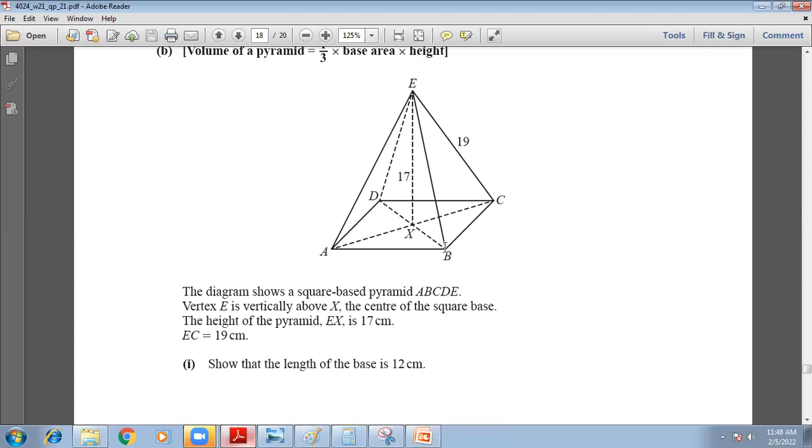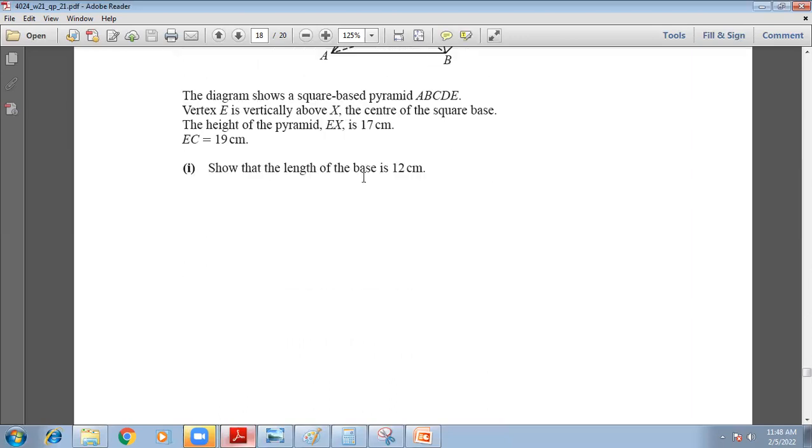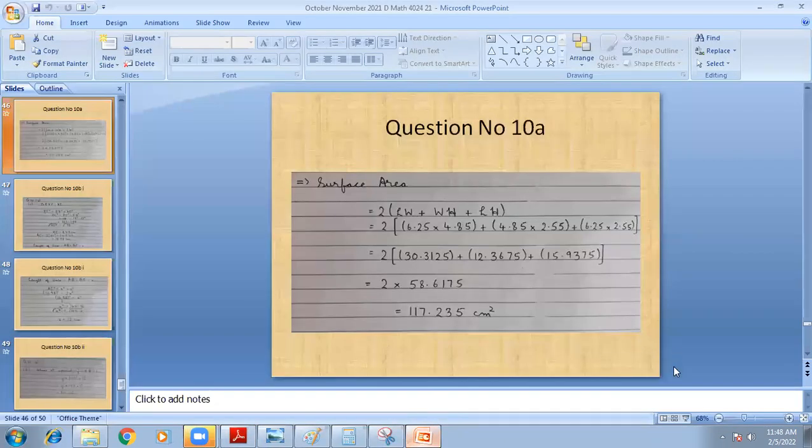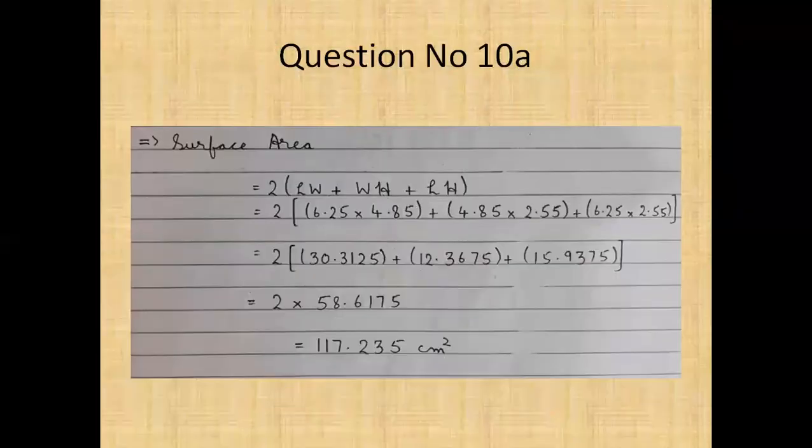So L square plus L square will be equal to the AC square. And from there, I will be able to find out the length of this square base. So very easy strategy. Let me show you. It's a 4-mark question. So let me show you the solution which we have done.